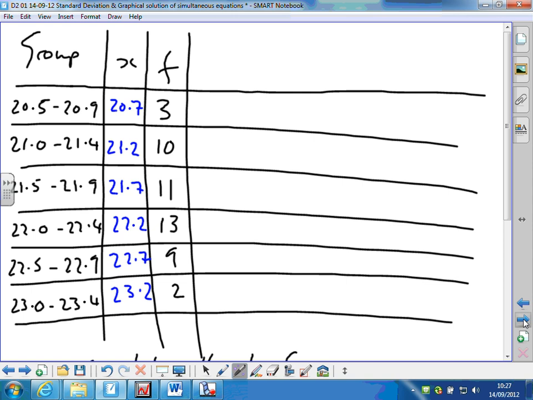What I would like you to do now, I'm going to give you 5 or 10 minutes or so, is just to generate the further columns you need and then calculate the variance, the standard deviation and the mean for this data set.